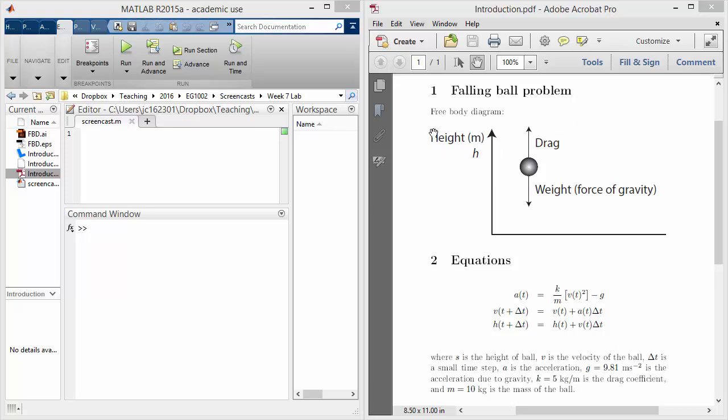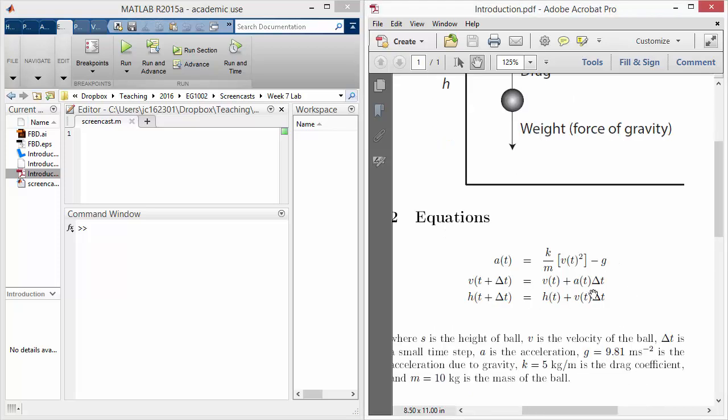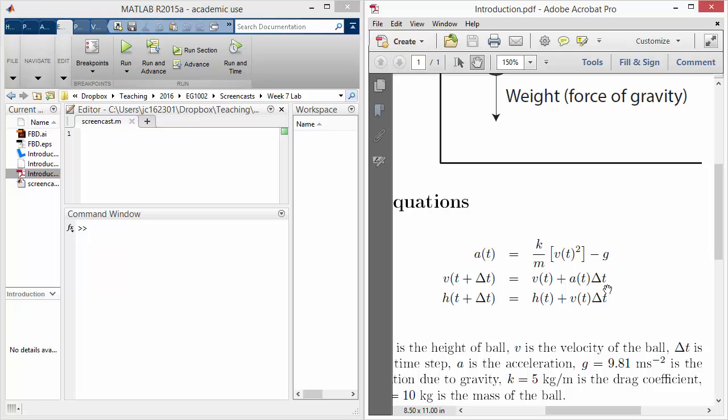There is one parameter which we're calling h for height, and that is the height in meters of the ball above the ground. Now the equations that describe this system are given to us here. What we have is the acceleration is given by these relations here. Note that it depends upon velocity, that's the drag contribution. The velocity is being calculated using a form that looks like this.